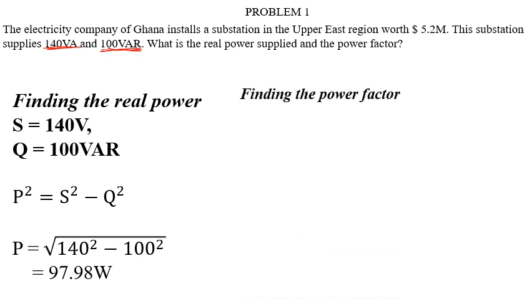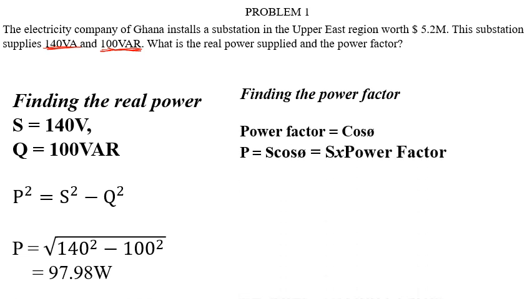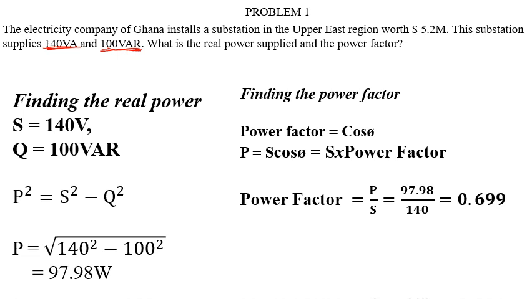Now I need to find my power factor. I told you that the power factor is equal to cos phi, or the power factor is equal to P over S. How do we find the power factor? It is simply P over S, just as in the previous formulas I showed you. We know the real power is 97.98. We divide it by S, the apparent power, which was 140. So our power factor becomes 0.699.